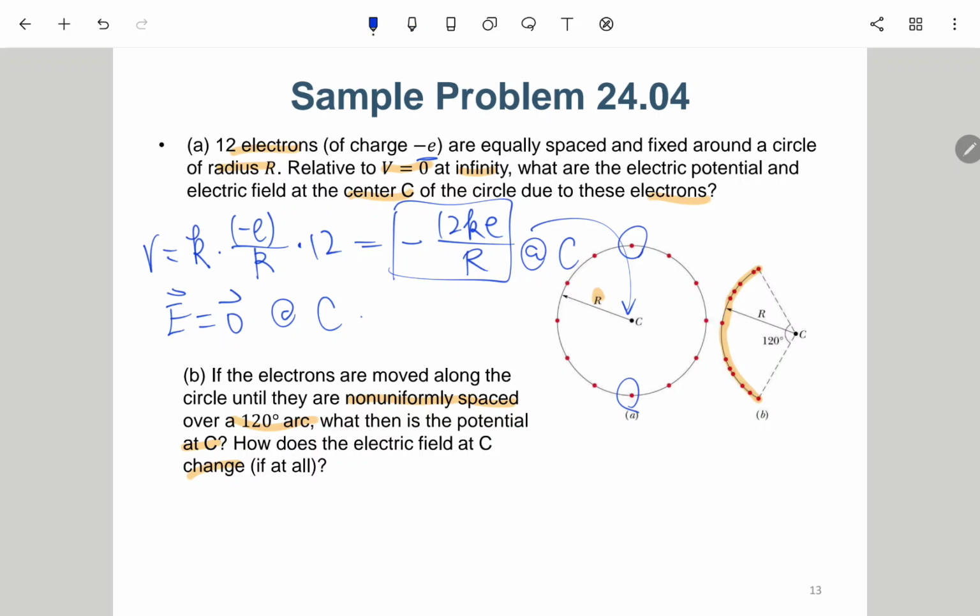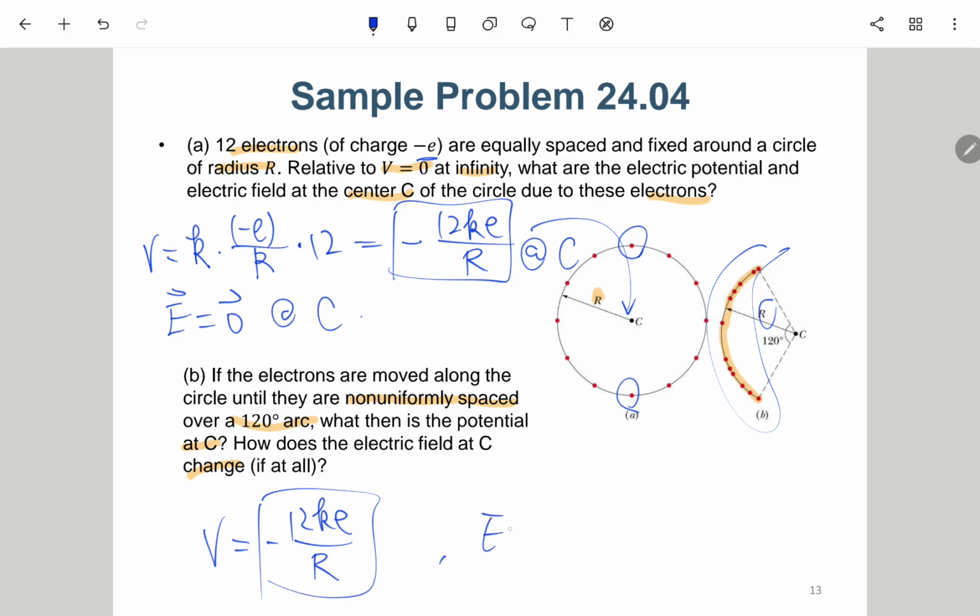Okay, so here the potential wouldn't change, because it's only related to the charge amount and the distance. The distance doesn't change, the charge amount doesn't change. So the V doesn't change either. So it is negative 12 K e over capital R at point C.